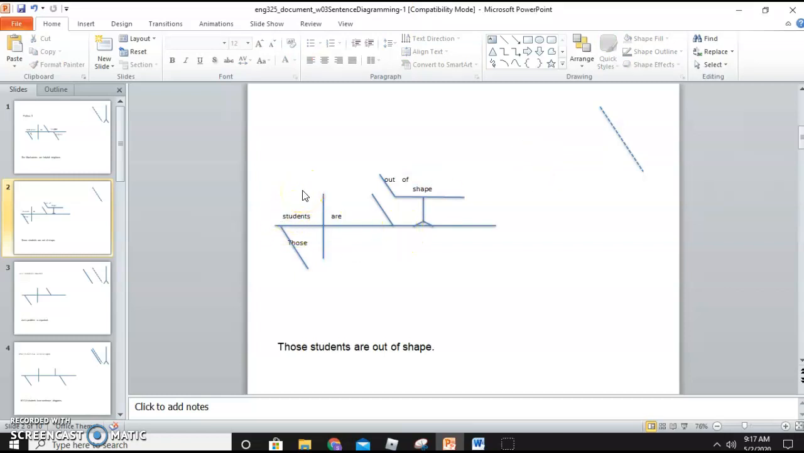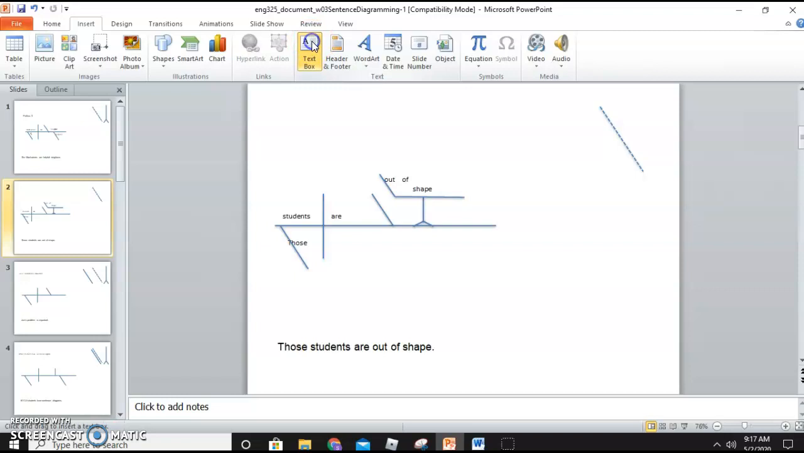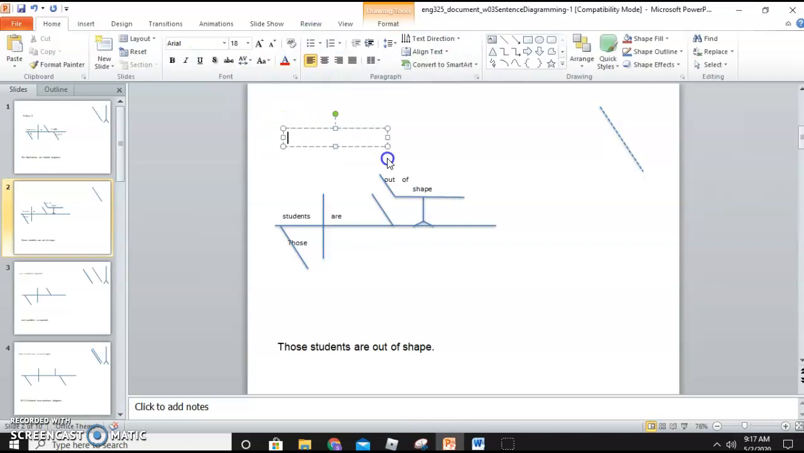But I'm not done with a sentence. Remember, I have to identify sentence patterns. On a test, sentence patterns are 40% of the score. So if you're forgetting sentence patterns, you're automatically losing 40%. So just make sure that you're getting these.